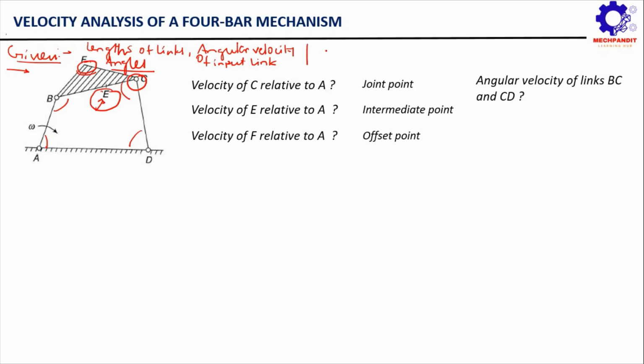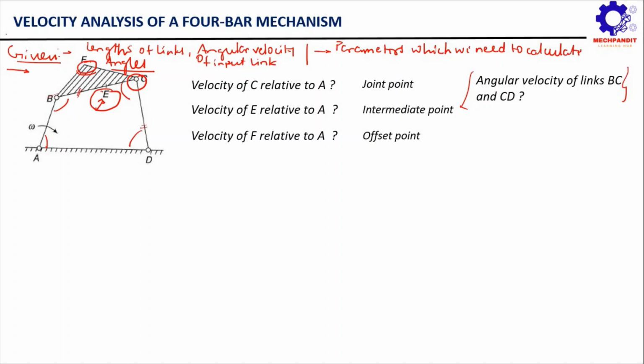So obviously the parameters which we need to calculate are simply the velocity parameters of the points on different links in the mechanism. Why I'm not talking about the absolute velocity of point B, I will tell you later on. Now at the same time, besides the linear velocities, we also need to calculate the angular velocities of link BC and CD.